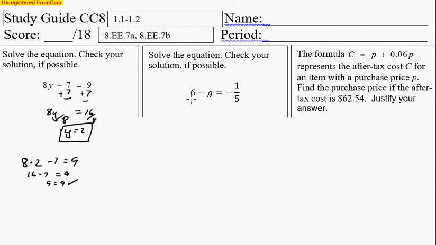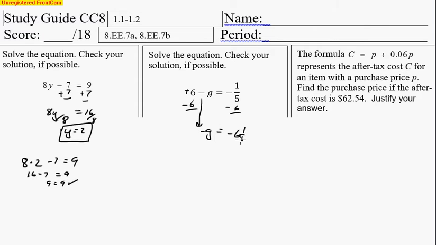On this one, I want to subtract 6. So you don't look at the sign behind, you look at the sign in front. If you see no sign, it's positive. So I got to take 6 away from both sides, and I'm left with that negative g, so I got to bring down that sign, equals negative 6 1/5.